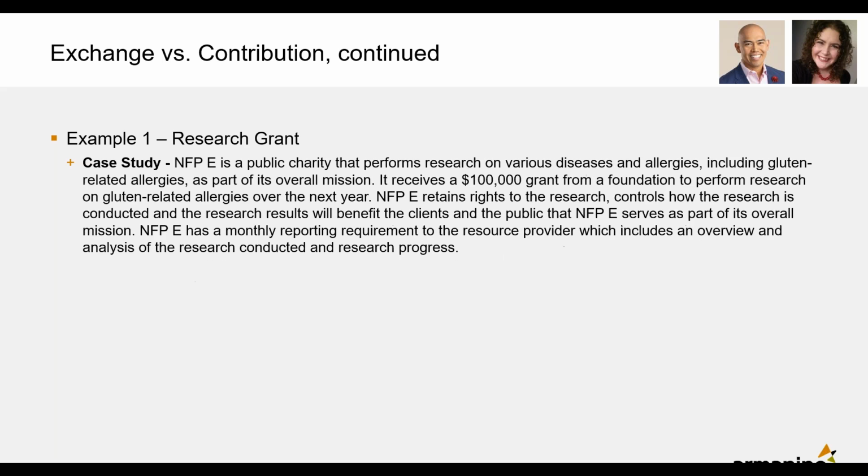Yeah. All right, so example number 2. Nonprofit E is a public charity that performs research on various diseases and allergies, including gluten-related, as part of its mission. They received a grant from a foundation to perform research. They retain the right to the research after it's done, control how it's conducted, and the results will benefit the clients that the nonprofit itself serves. They have a monthly reporting requirement to the resource provider, and that includes an overview and analysis of the research conducted.